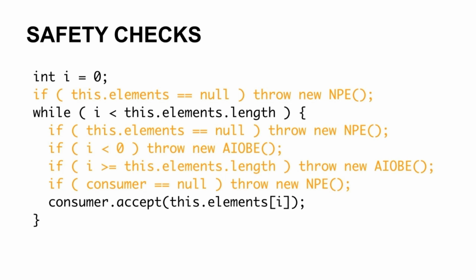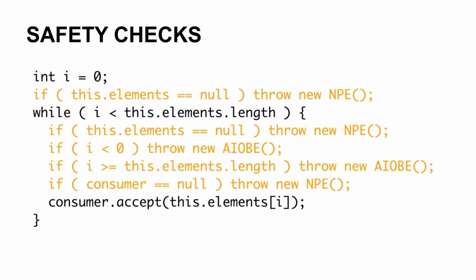But let's think about what it would actually have to do. First, we'll set i to 0. Before we can even access the element's length, we have to first prove that this element isn't null. If it is null, we have to throw a new null pointer exception. Then we come into the loop body. Before we can access the element, again we have to check that this element isn't null. If it is, we have to throw a new null pointer exception. If i is less than 0, we'd have to throw a new array index out of bounds exception. And if i is greater than or equal to the element's length, we'd have to throw a new array index out of bounds exception. And if the consumer object is null, we have to throw a new null pointer exception.